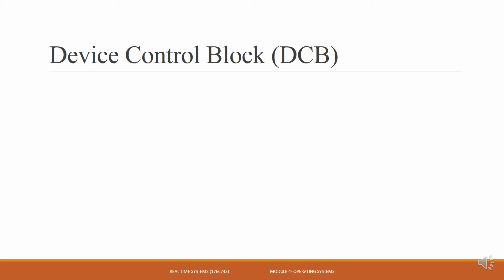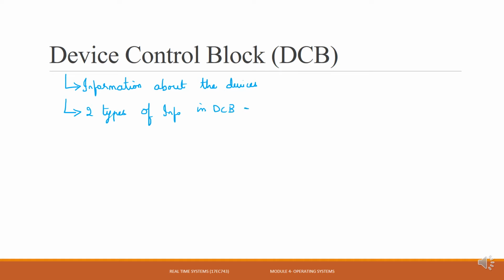Device control block. This is the most important block that is present in the IOSS. Without this DCB we cannot get any details of the devices. Device control block is basically used to get information about the devices. Basically we have two types of information. In the DCB, the first one is device related information.